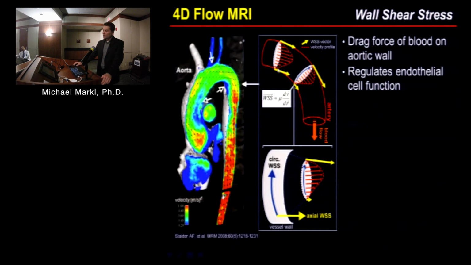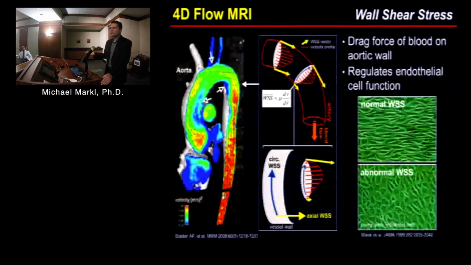So at any location in the aorta, we can look at the flow profile. And it turns out that the velocity gradient along the wall is directly proportional to, and can be used to quantify, wall shear stress. Wall shear stress is the drag force along the endothelium. It tells you how the flow interacts with the endothelium.